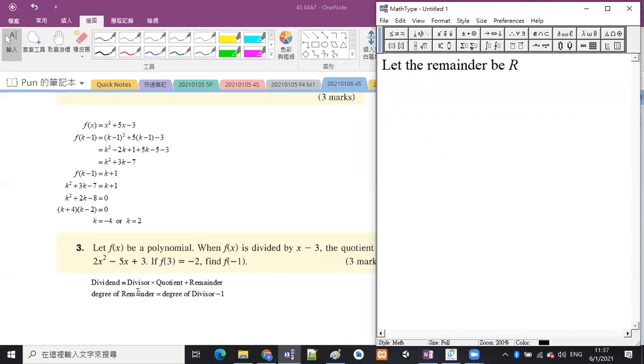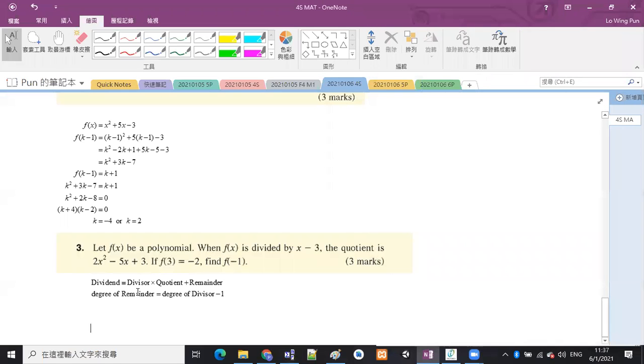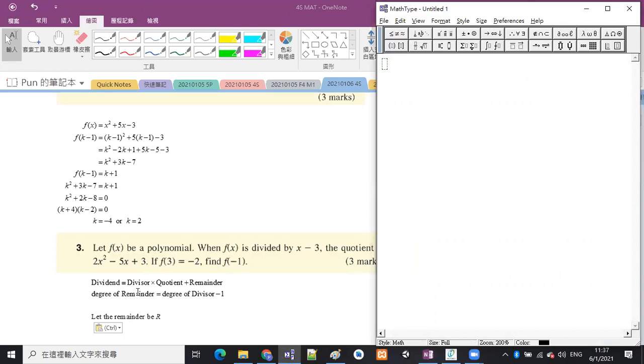R. Okay, this R has no x in it, it is not affected by x. Later we have to find this R. How? We build up the formula. So f(x) is identical to (x minus 3) times (2x squared minus 5x plus 3) plus R. Can you get this? Okay, just using the division algorithm to build up this identity.